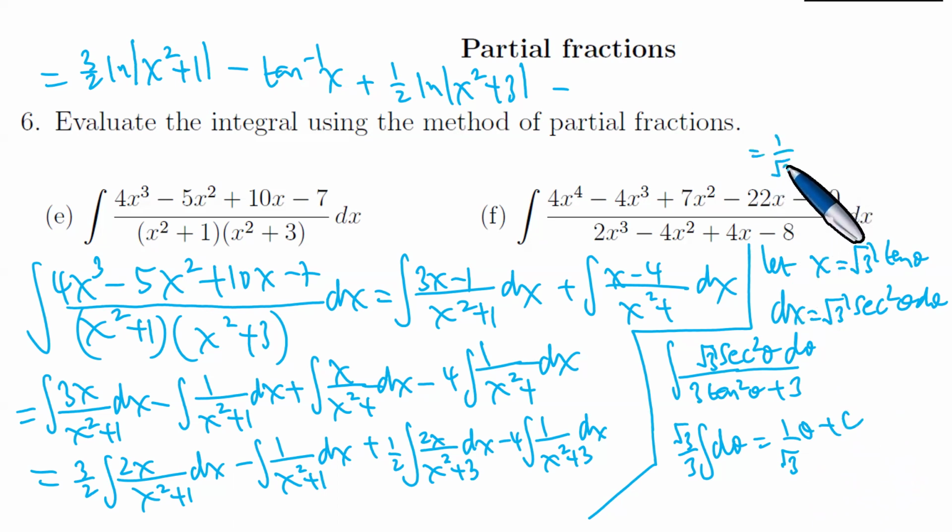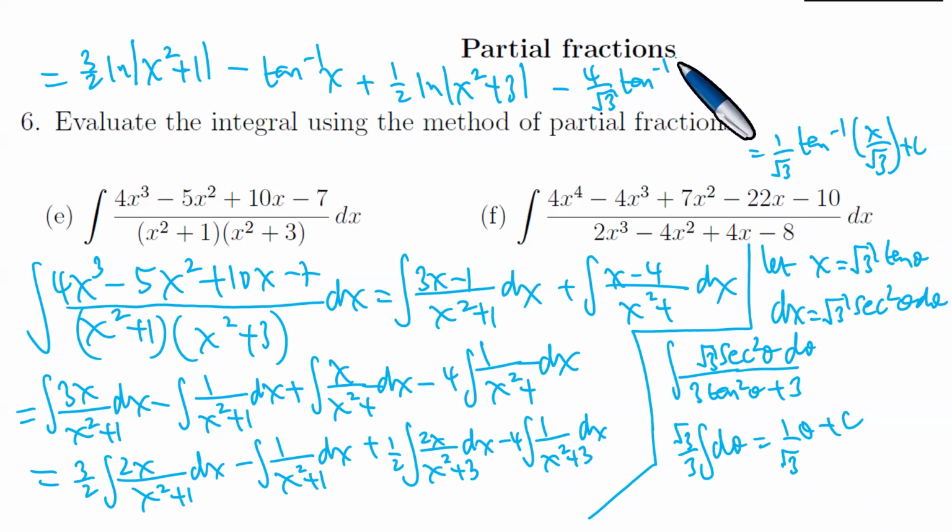But this gives us 1 over the square root of 3, and the theta is arctan of x over the square root of 3. But we have the minus 4 here, which is going to be minus 4 over the square root of 3 arctan of x over the square root of 3 plus c. Okay, so check that, but this is the answer anyway.